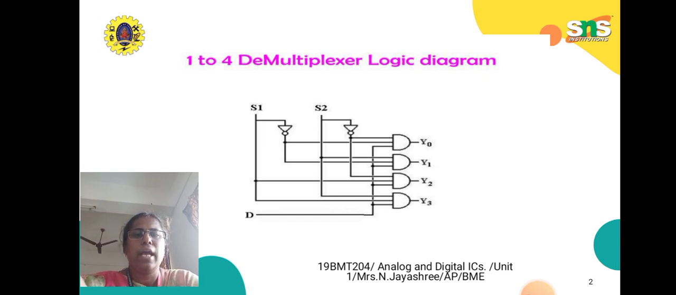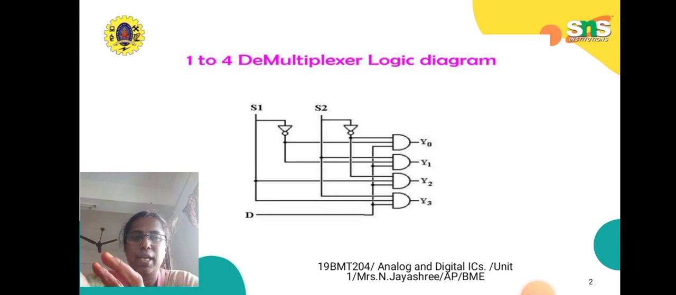So here S1, S2 are the select lines. If it is 0 0, the output y0 will come. If it is 0 1, the output y1 will come. If it is 1 0, the output y2 will come. If it is 1 1, the output y3 will come. So if it is 1 1, it is indicated by this line S1. If it is 0 0, we can take the output from S1 S2 as input.